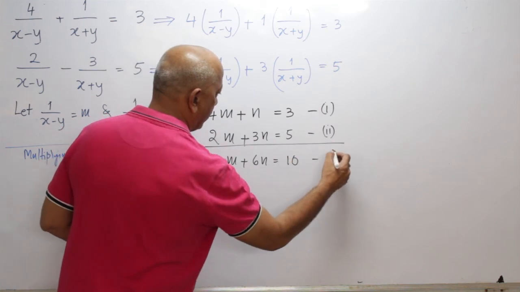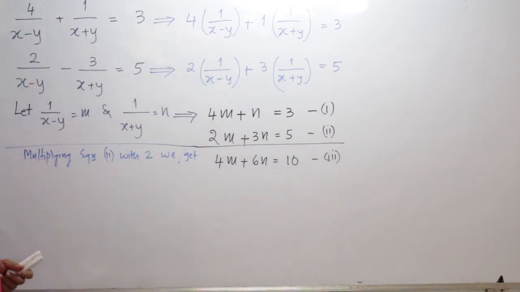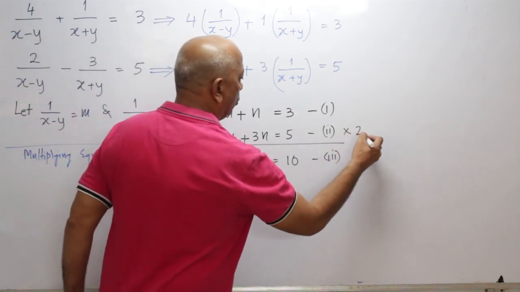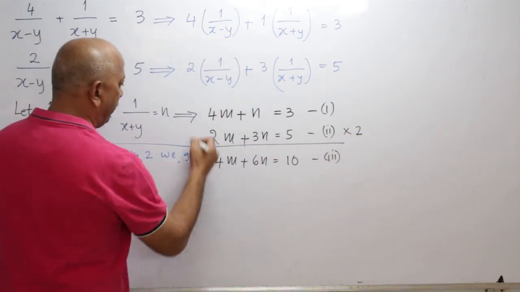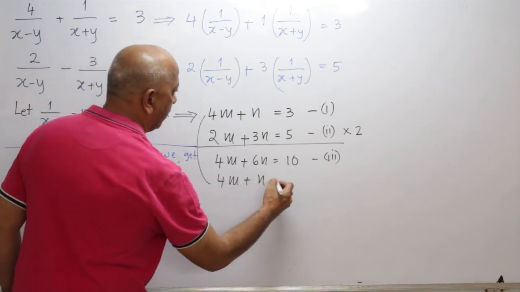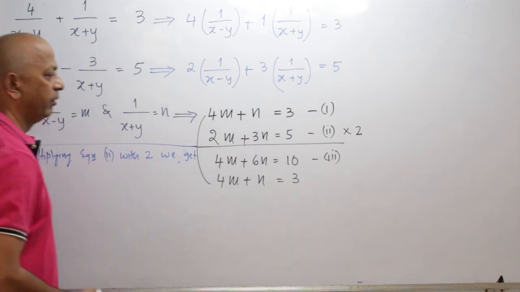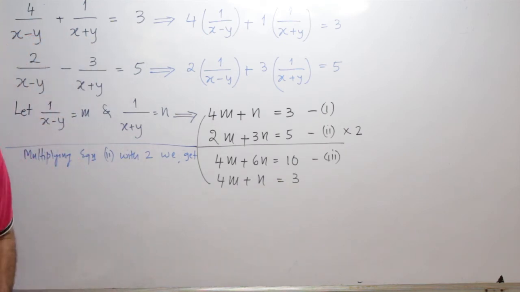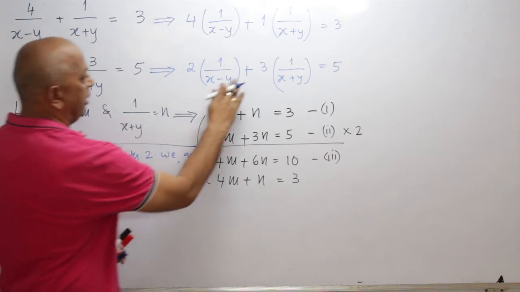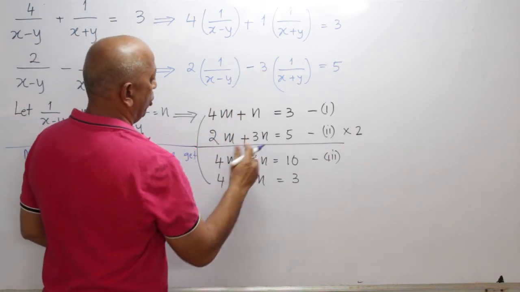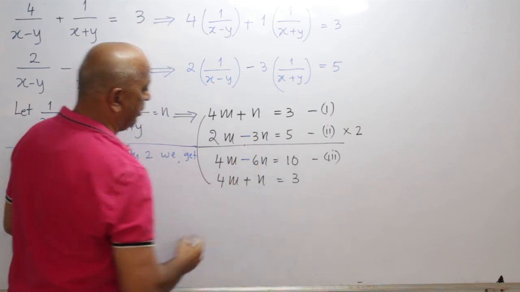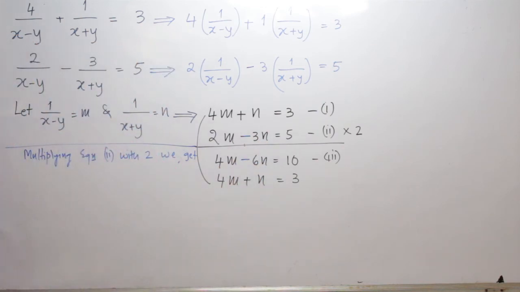So this is the third equation. This I have multiplied with 2. I will bring the first equation here: 4m plus n is equal to 3. I made a small mistake, so there should be a minus here.